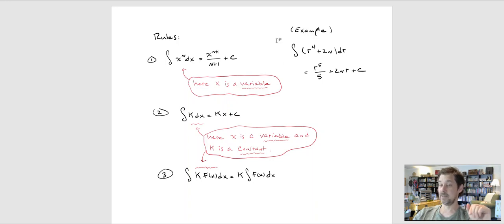All right, now let's see an example of all of these. So if I were to look at this one, remember I said that the variable might be x, but it might not.